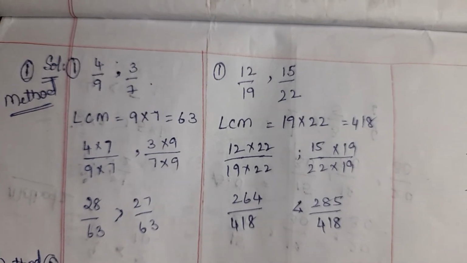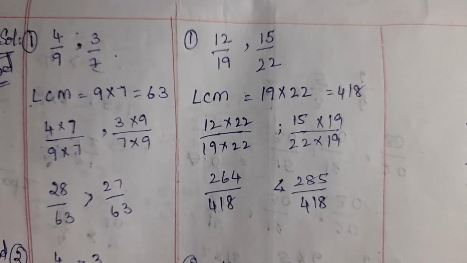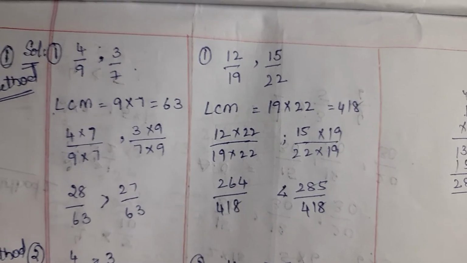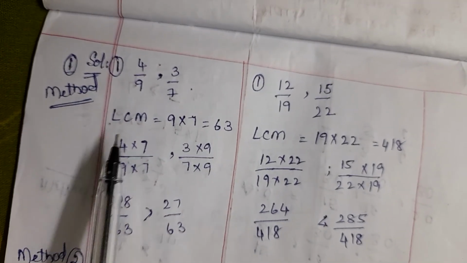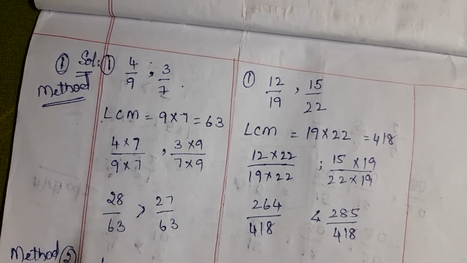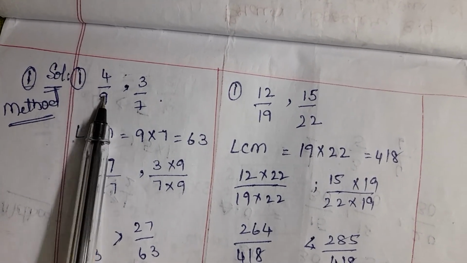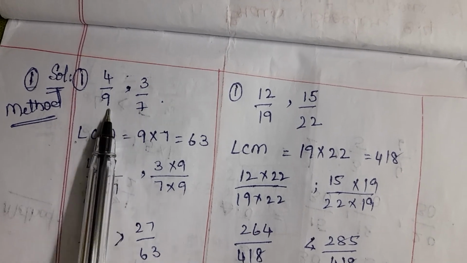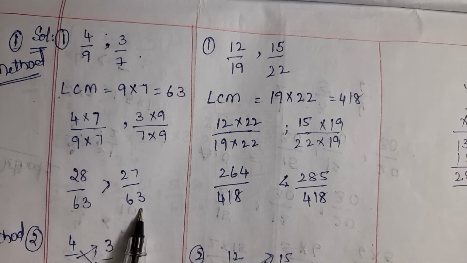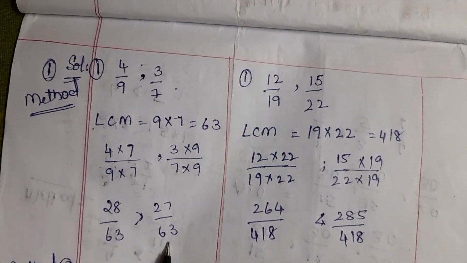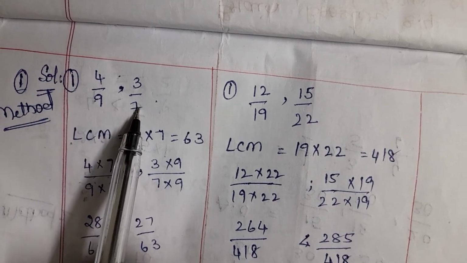Now children, when it is unlike fraction, we need to make both the unlike fractions into like fractions. We will see here we have two methods to make the unlike fraction into like fraction. Now see 4 by 9, 3 by 7 both are unlike fraction. So we have made finally into like fractions. We will see how. So here first we need to take LCM.